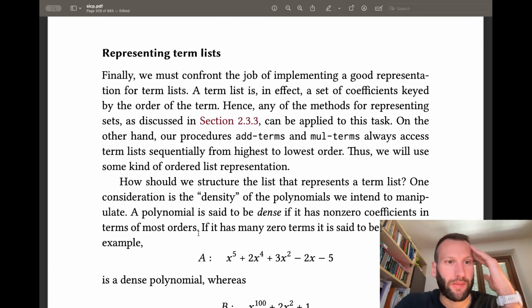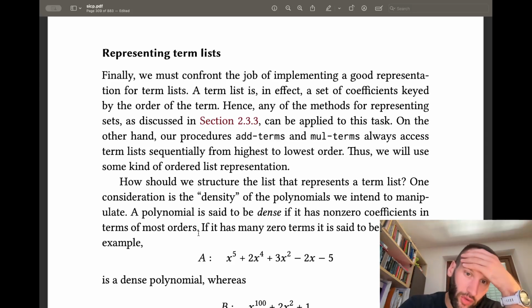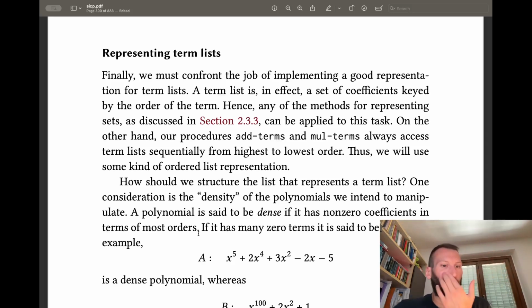Representing term lists. Finally, we must confront the job of implementing a good representation for term lists. A term list is in effect a set of coefficients keyed by the order of the term. Hence, any of the methods for representing sets can be applied to this task. On the other hand, our procedures add-terms and mul-terms always access term lists sequentially from highest to the lowest order. Thus, we will use some kind of ordered list representation.